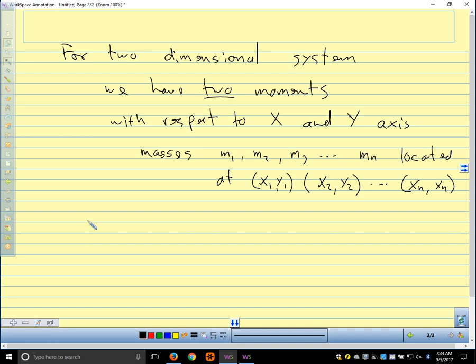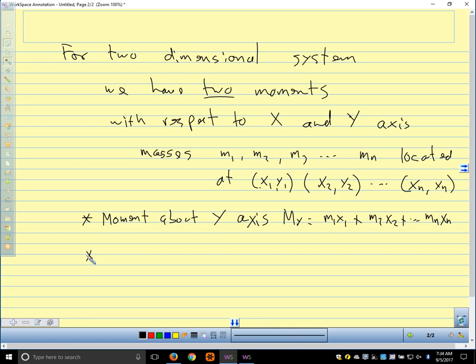The moment about the y-axis, M sub y, is each mass times its distance from the y-axis. M1, well, the distance of this first mass from the y-axis is x1, plus m2 x2, plus m sub n x sub n. So notice that the moment about the y-axis has to do with the x distance, because the x tells us the distance from the y-axis.